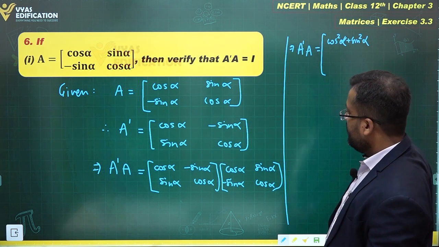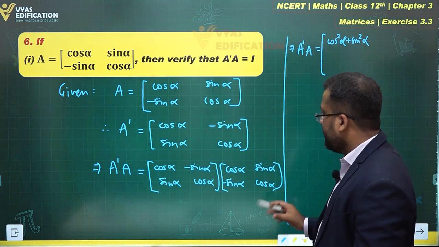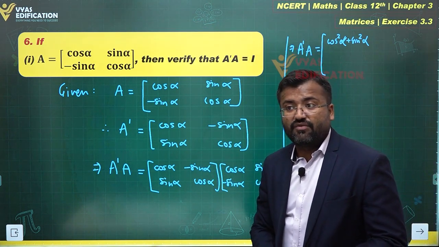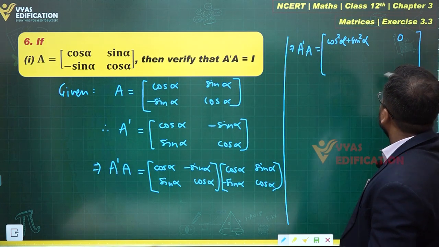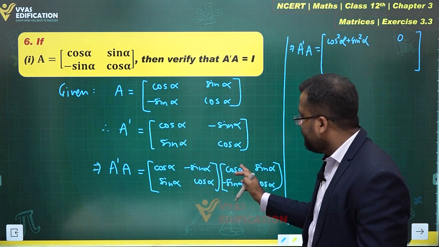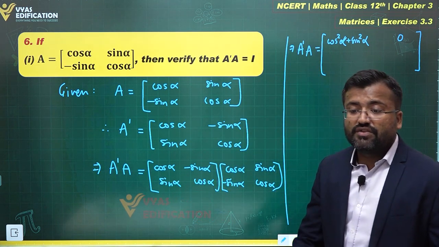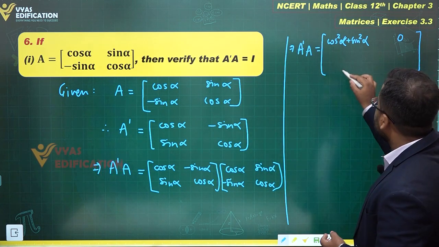What next over here? This is cos alpha times sin alpha minus sin alpha times cos alpha. Pretty interesting. Cos alpha sin alpha minus sin alpha cos alpha will be simply 0. Let me write a 0 over here. Second row, first column will be sin alpha cos alpha minus cos alpha sin alpha. The overall sum would be 0.